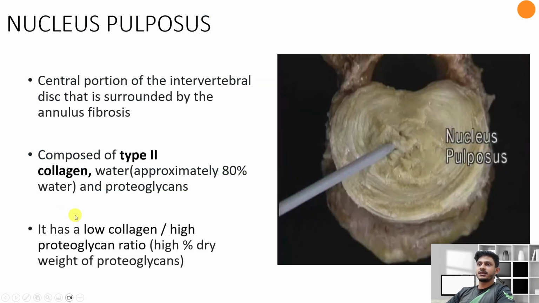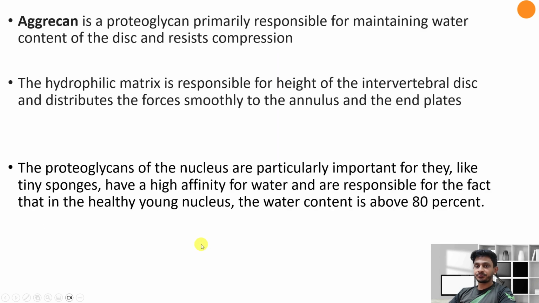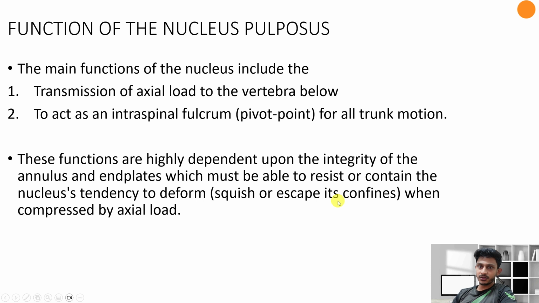The nucleus pulposus is the central portion of the intervertebral disc. It is mainly composed of type 2 collagen and proteoglycans. Annulus fibrosus is type 1, this is type 2. Whereas the annulus fibrosus has a high collagen and low proteoglycan ratio, this has a low collagen and high proteoglycan ratio. Why? Because aggrecan, which is the main proteoglycan present in the disc, is very important for maintaining water content in the disc and also to resist compression. So this is why proteoglycans are higher in the nucleus pulposus, so that it can hold water basically. And in a healthy young nucleus, the water content is above 80% of the total weight of the disc.